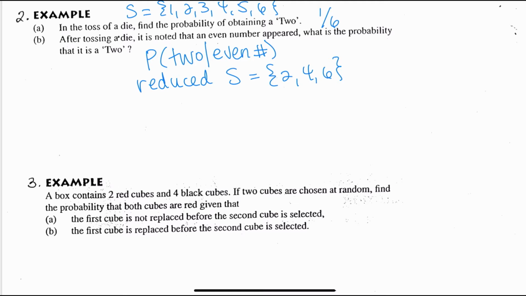And then what is the probability I get the number 2? The answer is going to be 1 out of 3. There's 1, 2 now out of 3 even numbers.